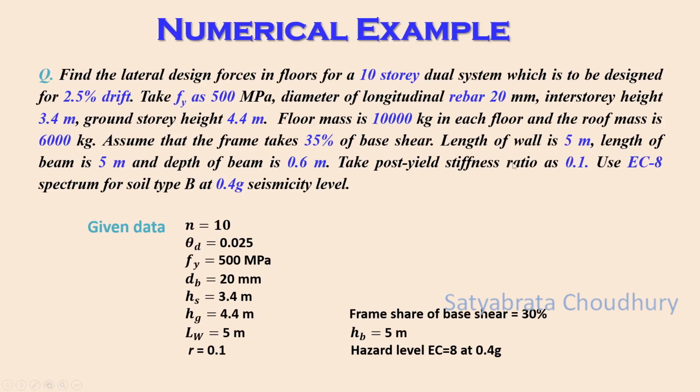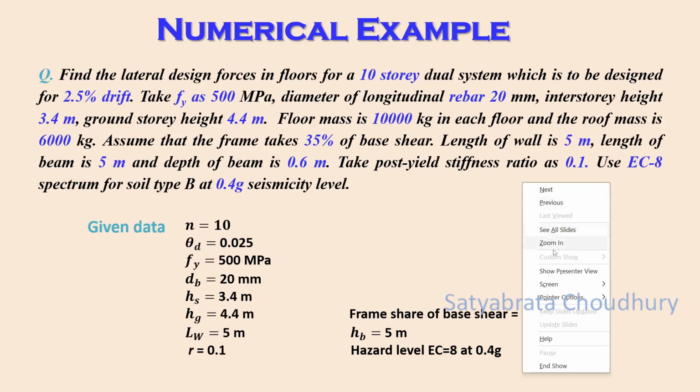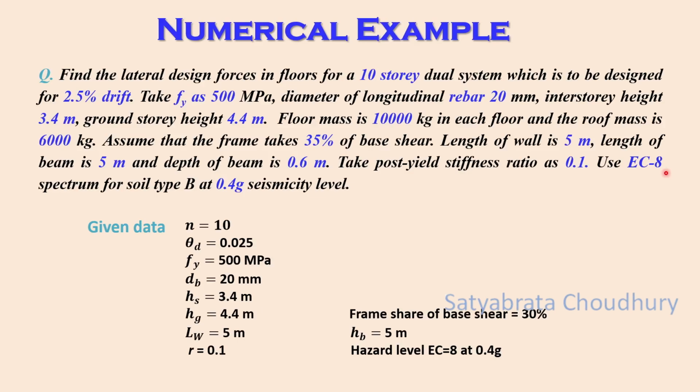And the hazard level for which we have to design is given here. Hazard level is EC8, Eurocode 8 spectrum for soil type B at 0.4 g seismicity level.